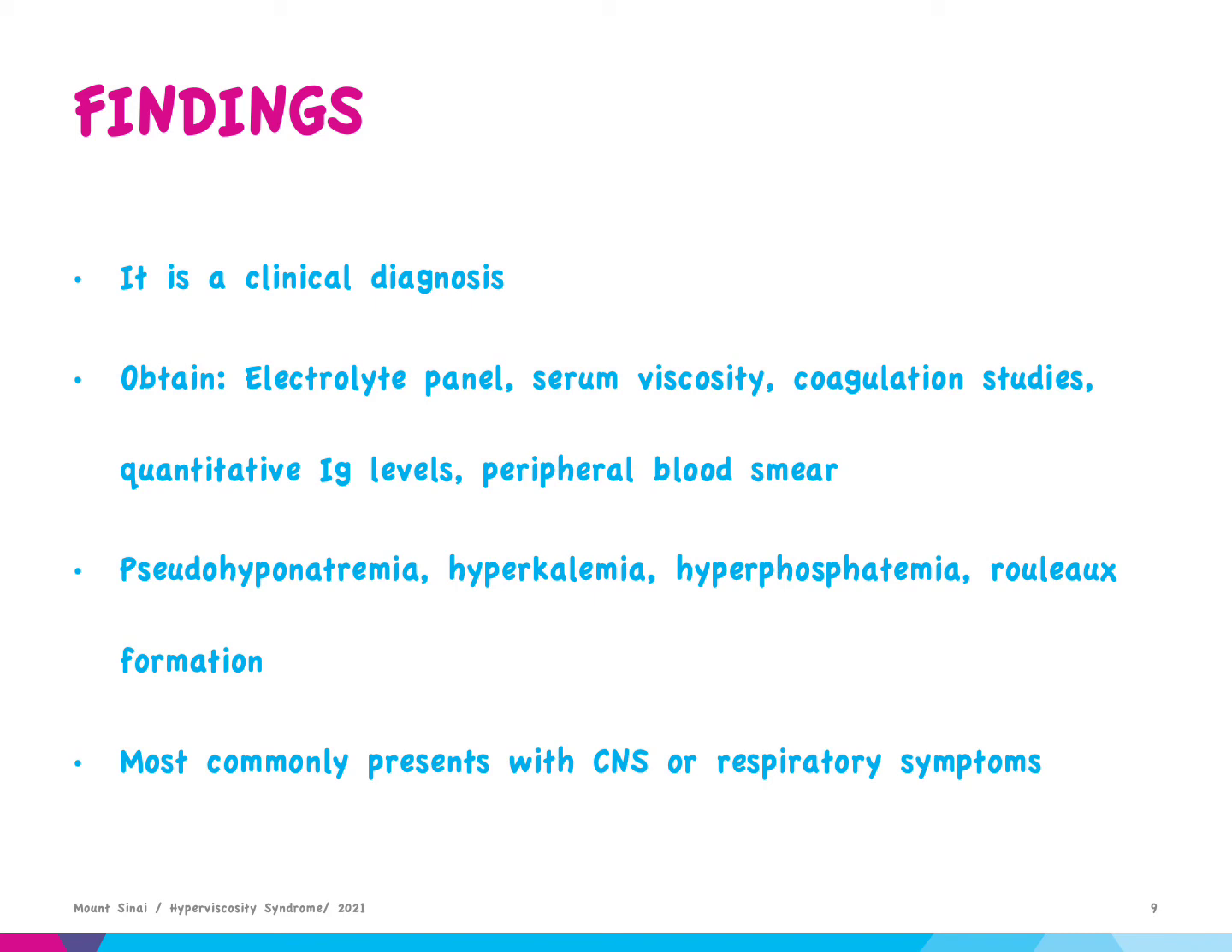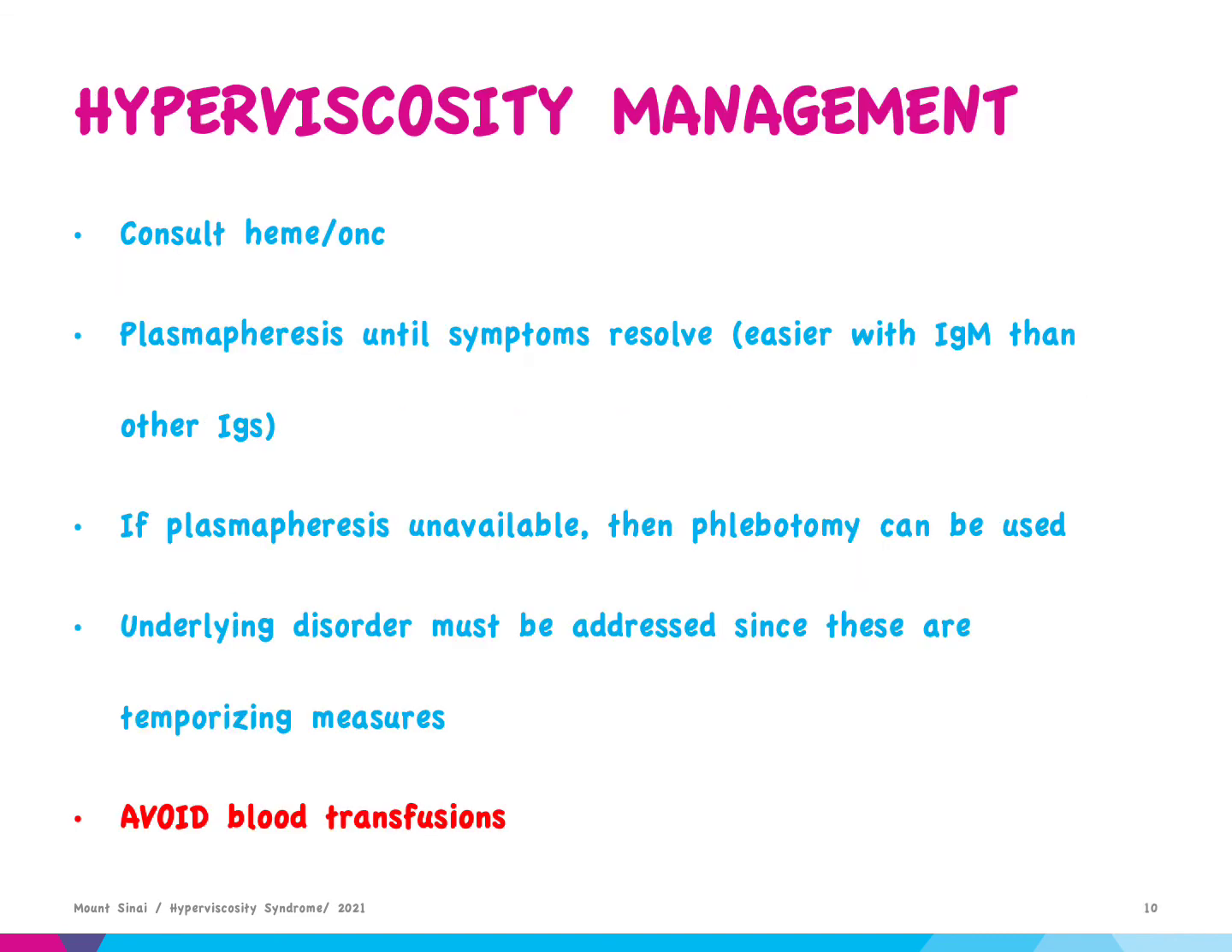You can also get coagulation studies, immunoglobulin levels, like we mentioned already, and a peripheral blood smear. Some of the findings within the labs are pseudohyponatremia, hyperkalemia. Of course, you have a lot of lysis. You can cause spurious hyperkalemia as well by the lysis of cells in the tube while you take it to the lab. Hyperphosphatemia, rouleaux formations because of the antibodies like we mentioned. And basically it most commonly presents with CNS or respiratory syndromes. Respiratory syndromes, like I mentioned, are mostly with leukostasis.